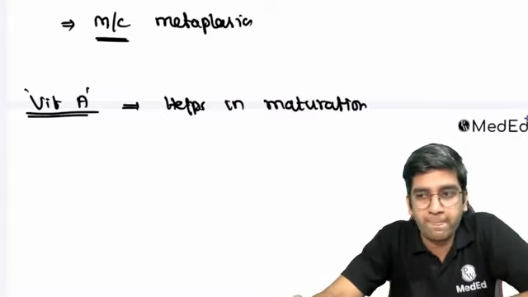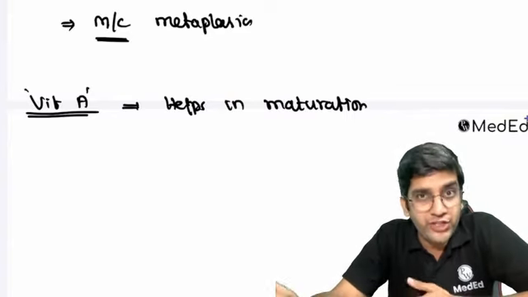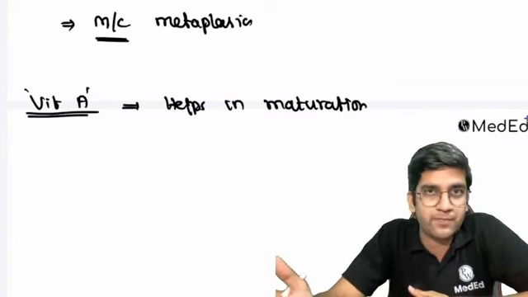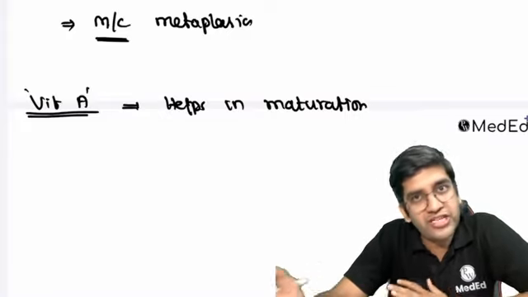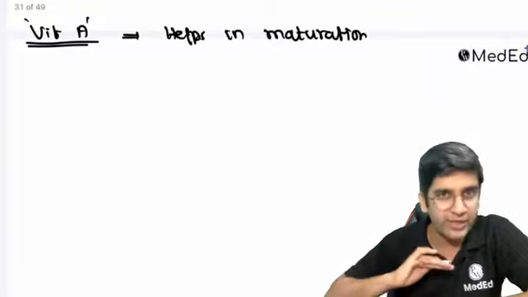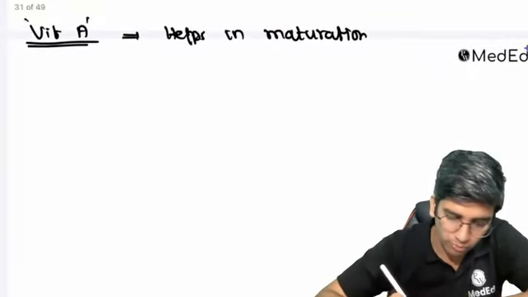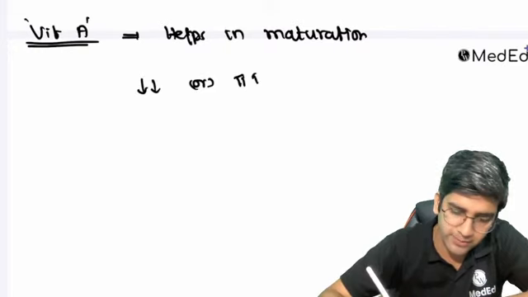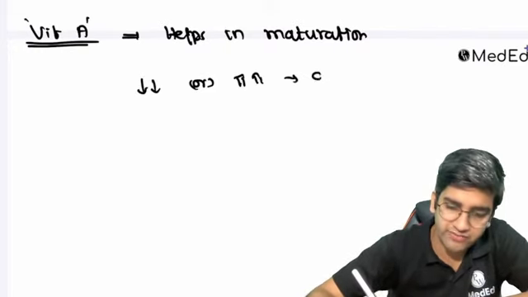So when a person has vitamin A deficiency or vitamin A excess, can I say both deficiency and excess will alter maturation? Is that statement right? Vitamin A helps in maturation. Both deficiency of vitamin A or excess of vitamin A will affect maturation?